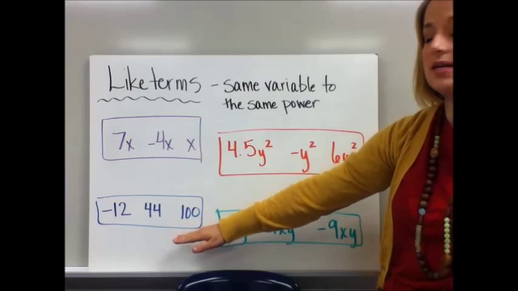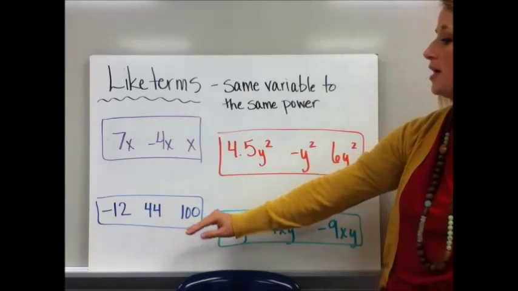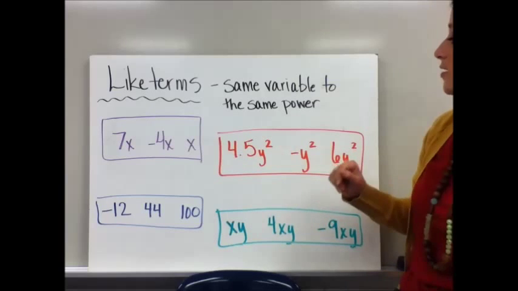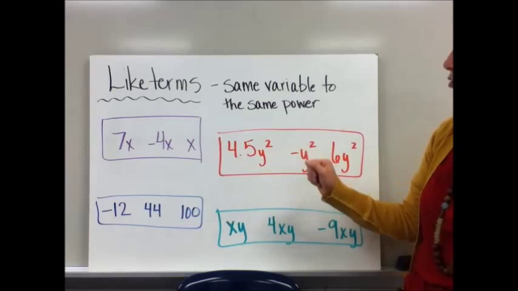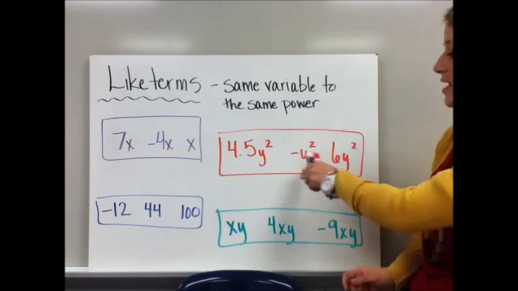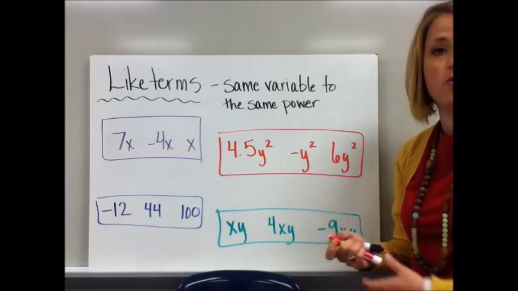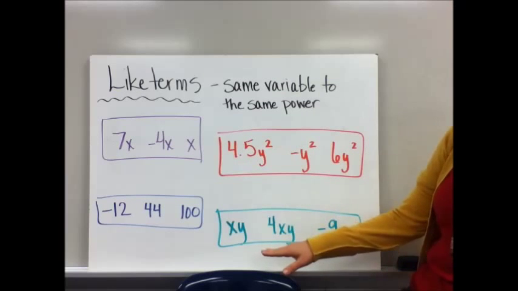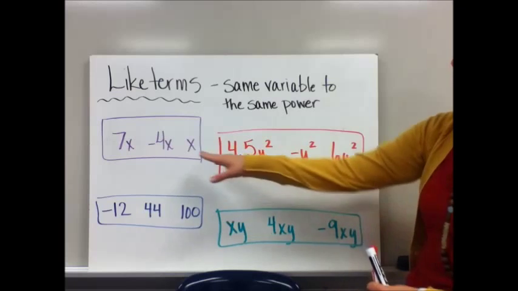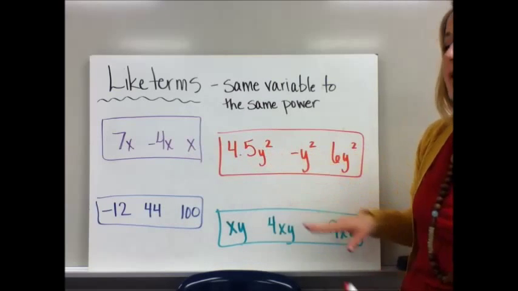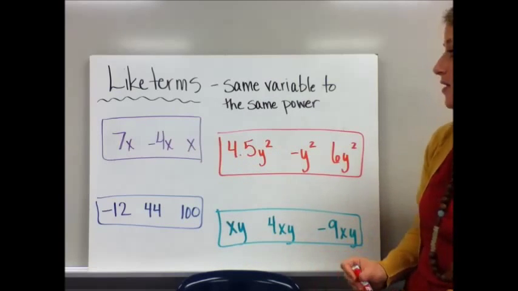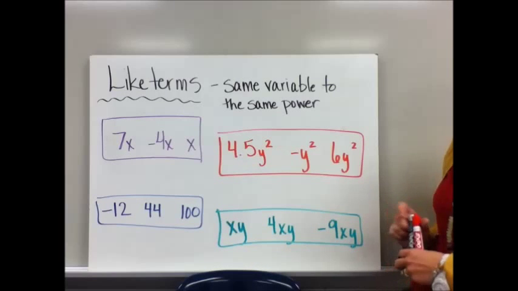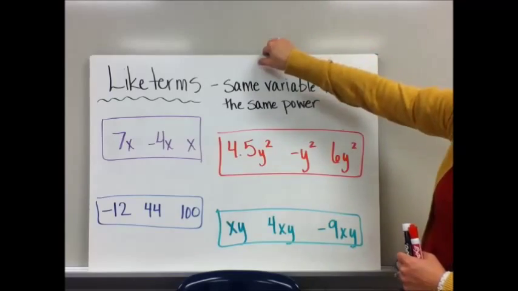In blue we have constants. Negative 12, 44, 100. In red, this is the y squared family: 4.5y squared, negative y squared, and that negative in front of it is like there's a negative 1 as a coefficient, and 6y squared. In green is the xy family. We've taken the x's and we have the y's, but xy is different. They're different variables. So xy would be a term, 4xy, negative xy would also be a term.